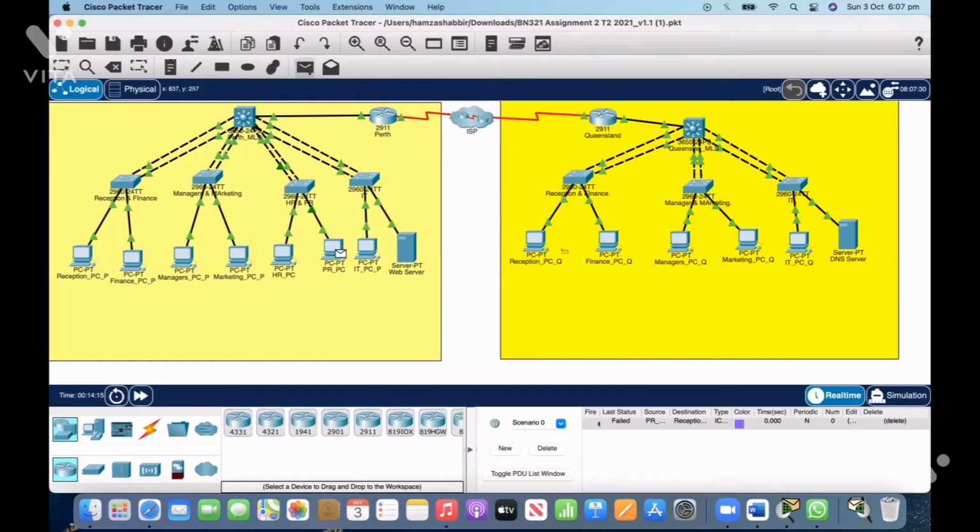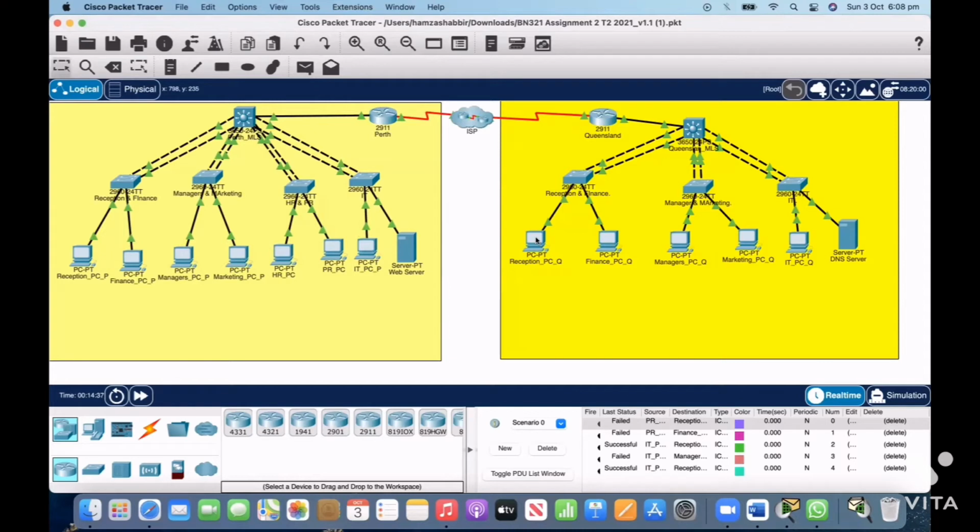So you can see if we ping from the HR department and send a message to the Queensland reception, let's wait one second. If we go here, so this is working. We still need to configure the other PCs for the Perth branch, but a few of the PCs are working. I'm going to hand it over to my next group member, Mohammed. He's going to take over and explain the rest of the configurations.